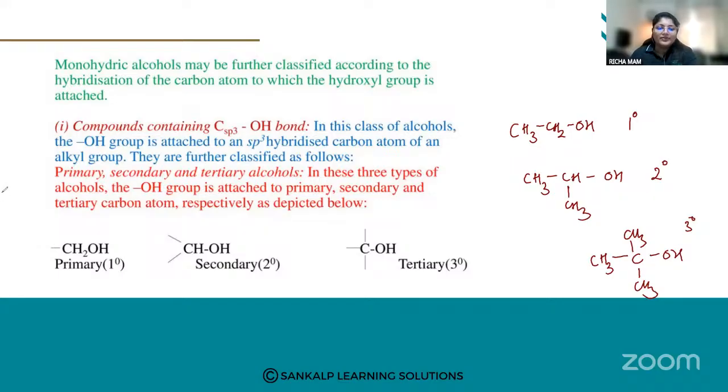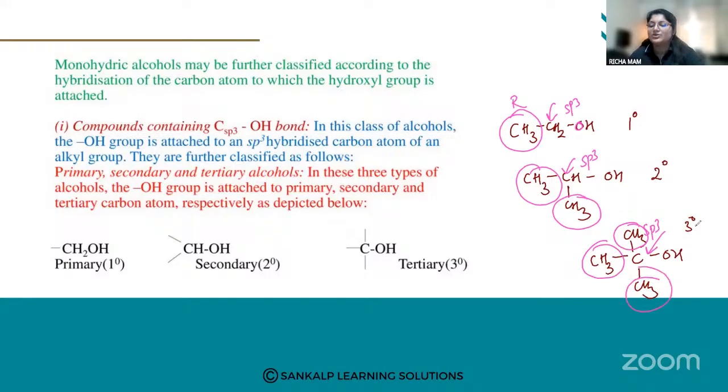Why? What is the reason here? Here the OH is attached to an sp3 hybridized carbon with only one alkyl group. Here the OH is attached to an sp3 hybridized carbon with two alkyl groups, and here the sp3 hybridized carbon is attached to three alkyl groups. So it is a tertiary carbon, based on where the OH group is attached. I hope it is clear. Fine. Moving further.